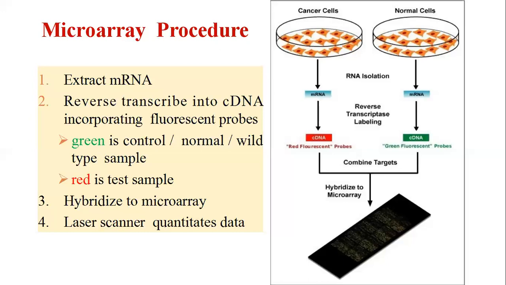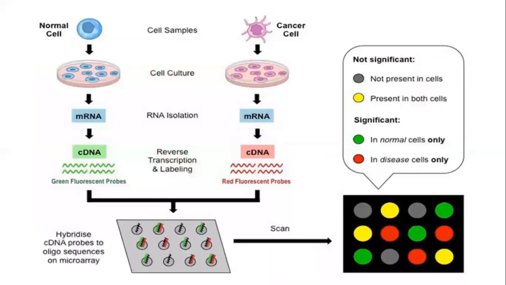Then we have to go for hybridization, which means we have to combine the genetic fragments or DNA fragments. Then we have to go for hybridization, and this hybridization will generate so much data. And this data should be normalized and then analyzed using a software. So what will be the analysis? Here you can see.